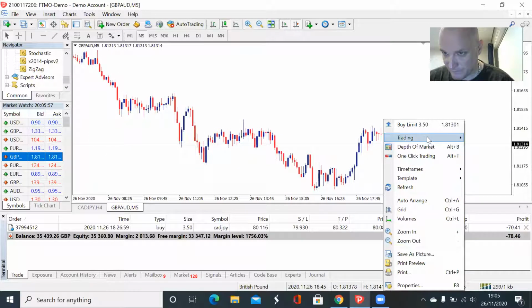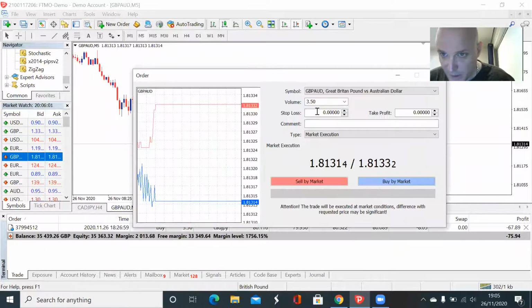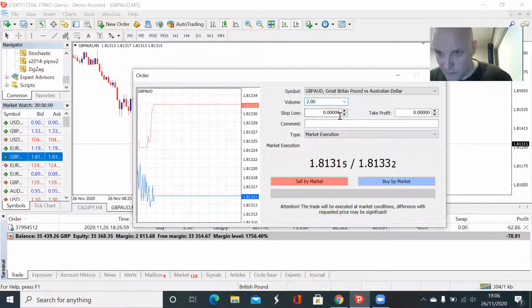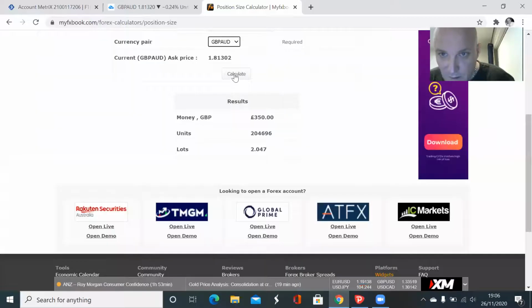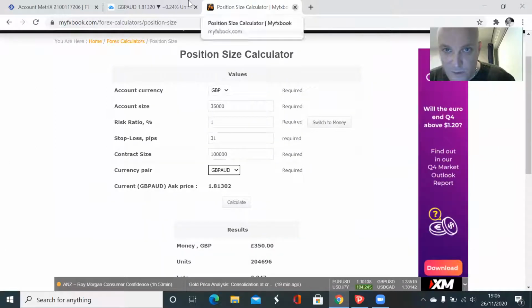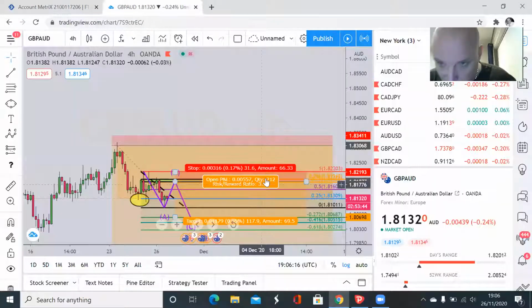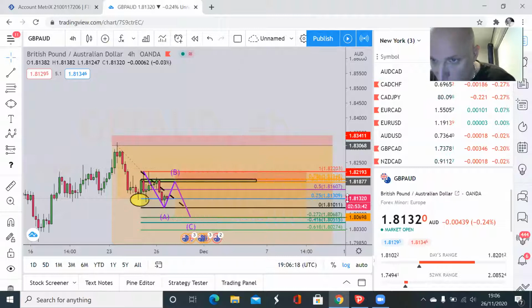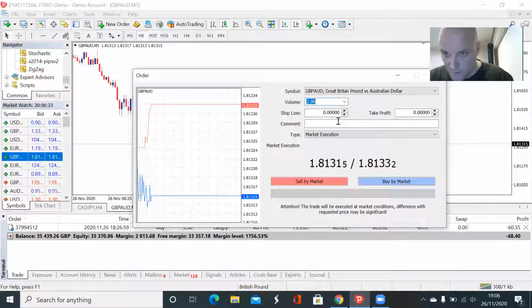Trade. New order. Make sure we've got this set as a lot size of 2. Okay. Stop loss. Let's get rid of this, guys, because we've got this set up now. Stop loss, we are looking at around about 1.82193.